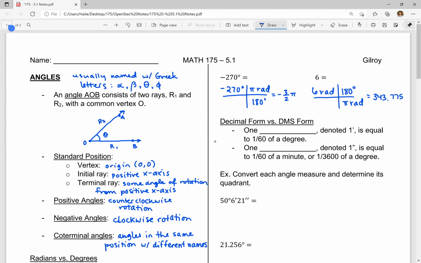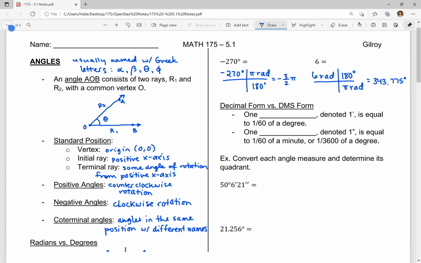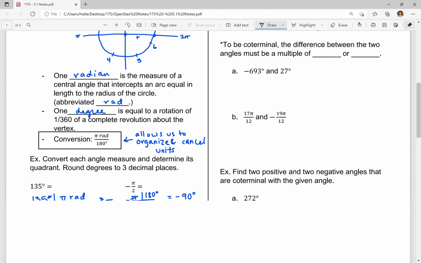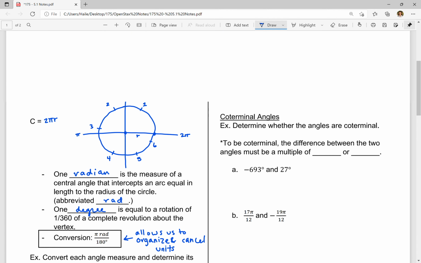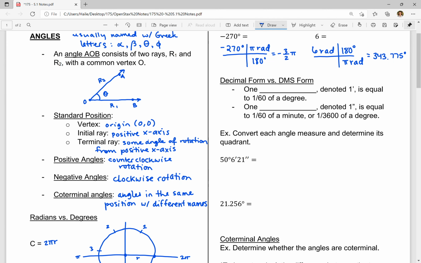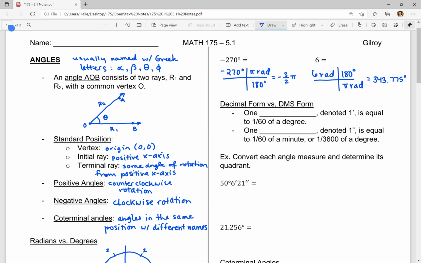343.775 degrees. Okay, so in the directions, remember we said that if we got an answer that was degrees, we wanted to round to 3 decimal places. So just be sure that you're very careful with that rounding. Okay, so this is one example of a measure in radians that may not contain a pi.